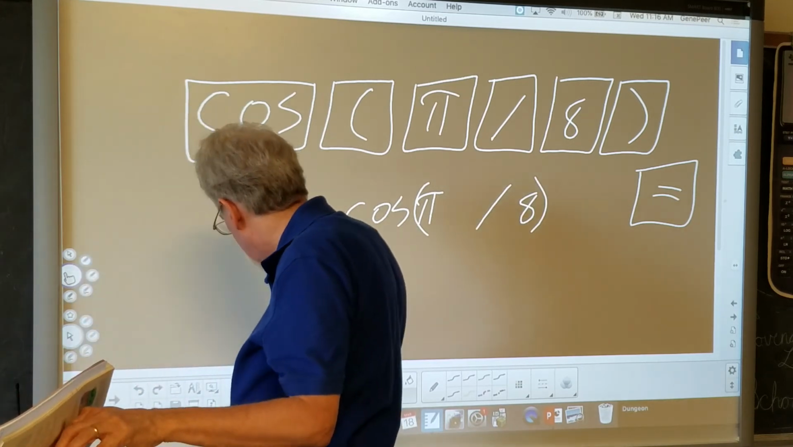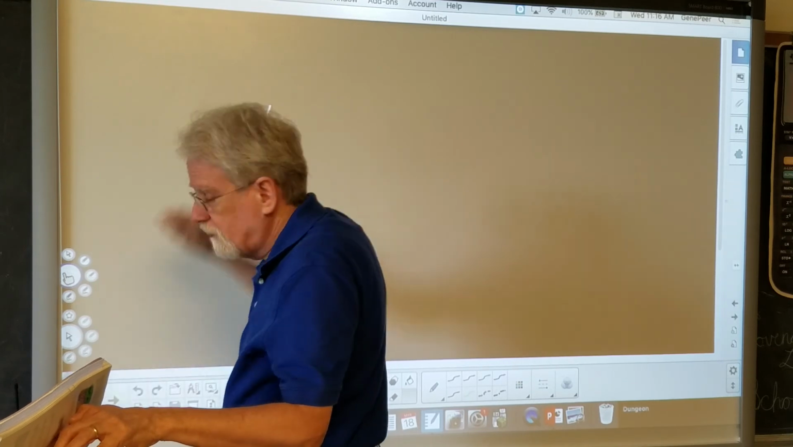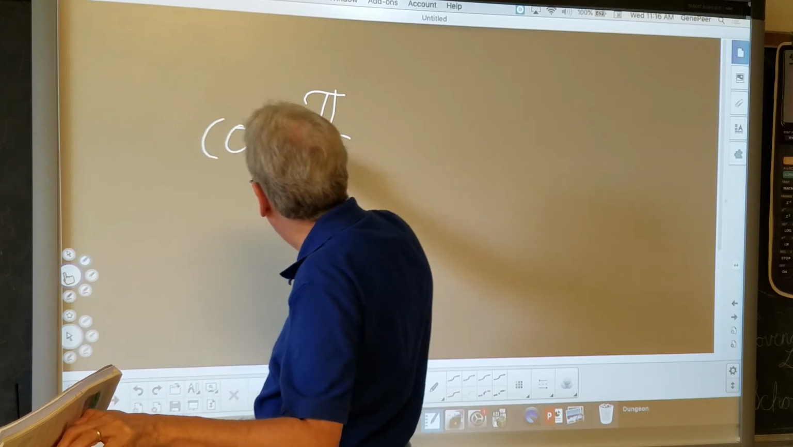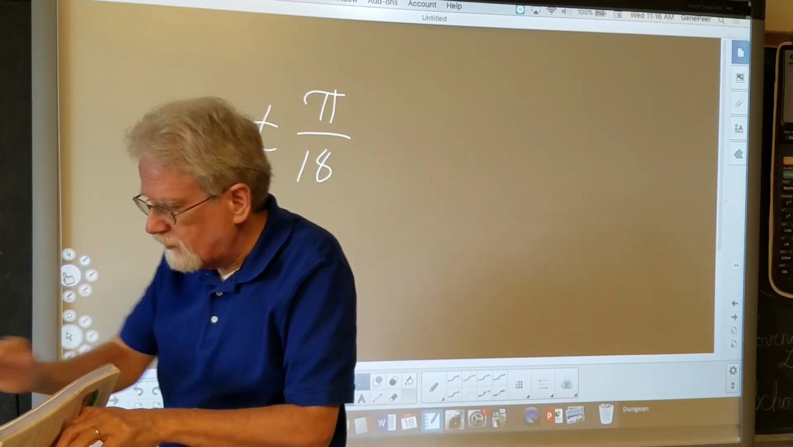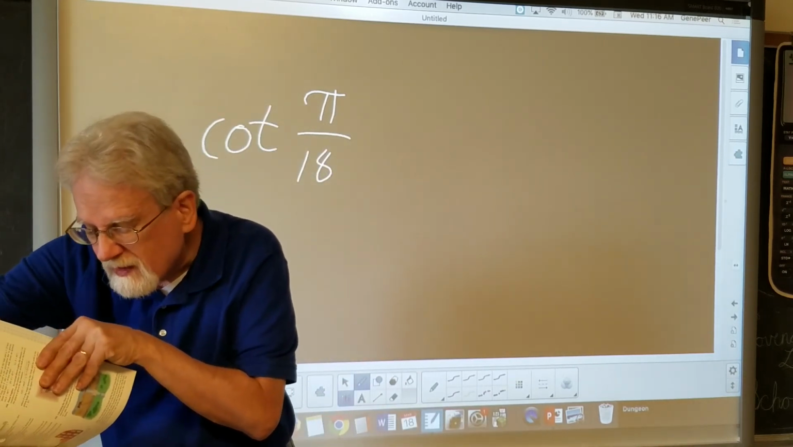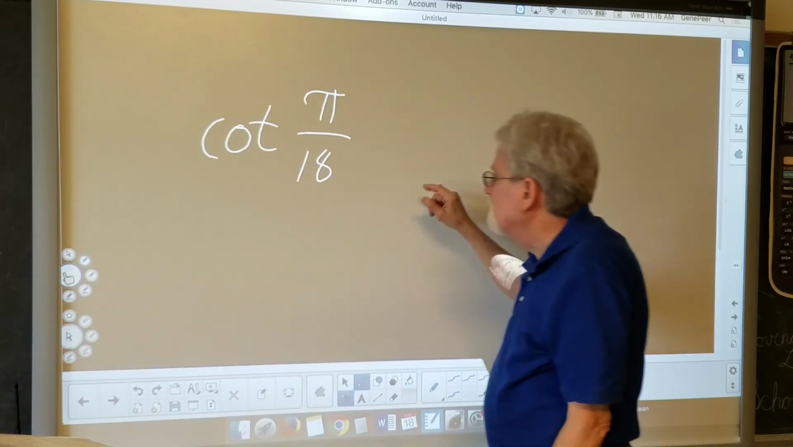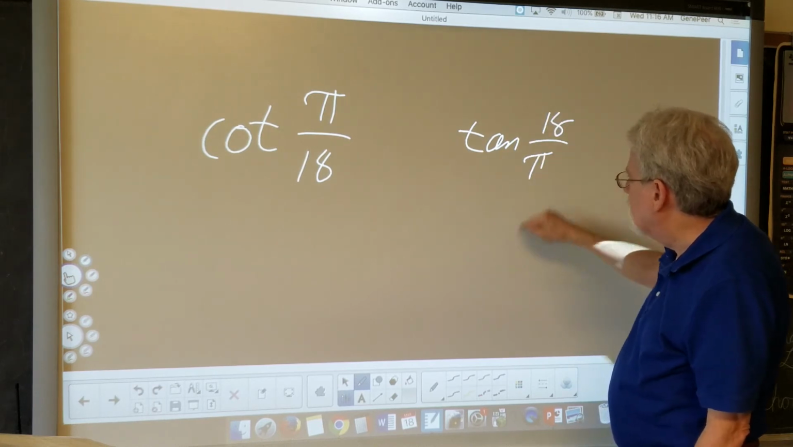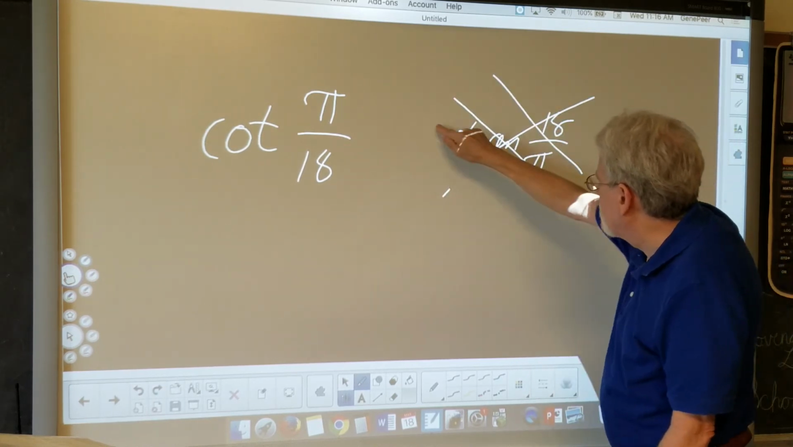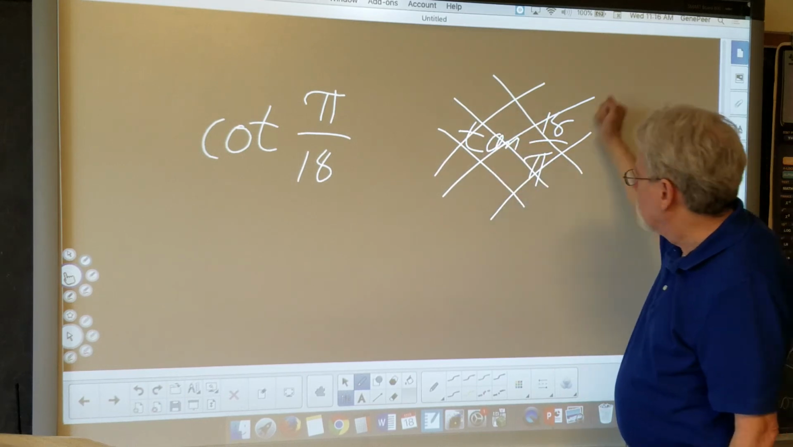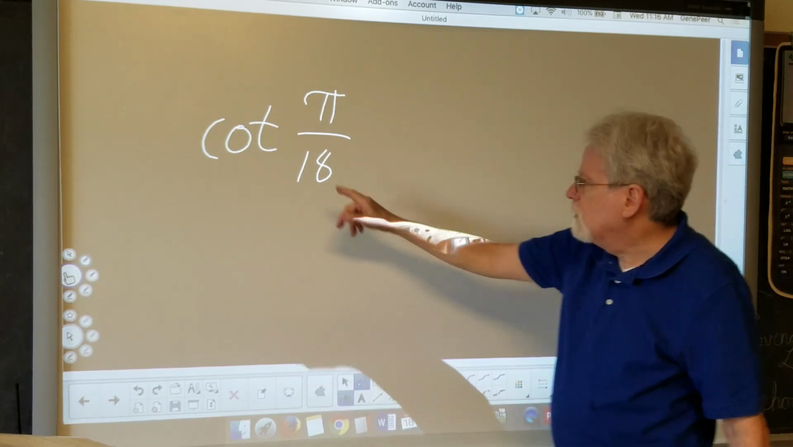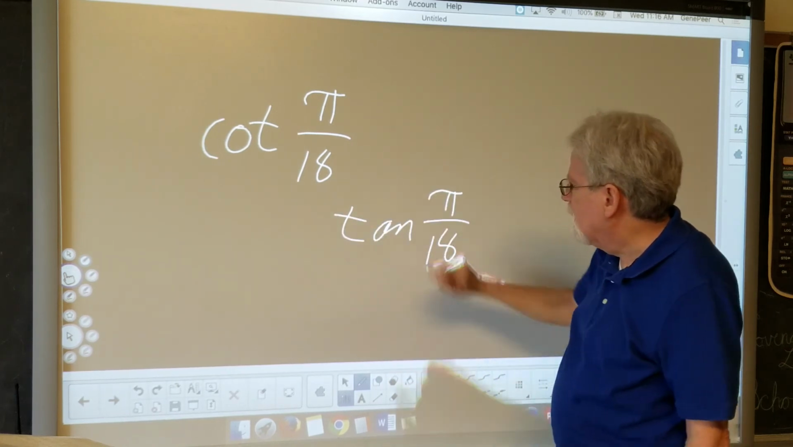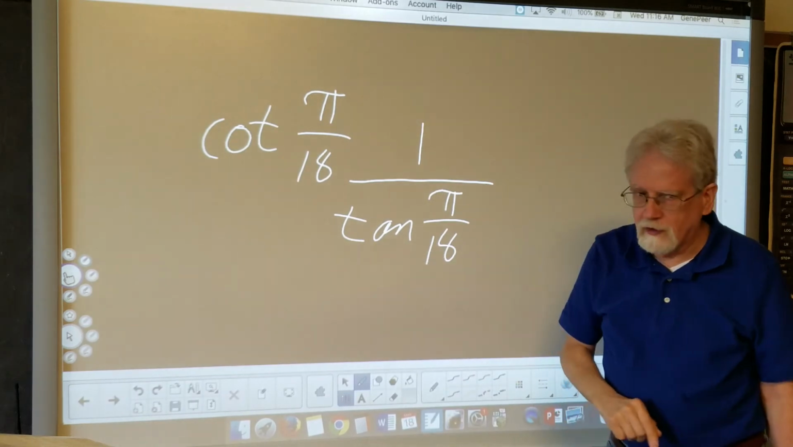By the way, cotangent of something just hit me. I don't think you would do this, but just to make sure. Cotangent of pi over 18 is not the tangent of 18 over pi. That's downright silly. Never think about that again. Don't even look at that. Rather, you want to find the tangent of pi over 18 and then give me the reciprocal of that.